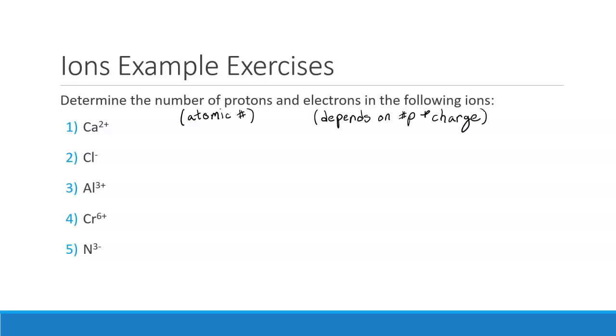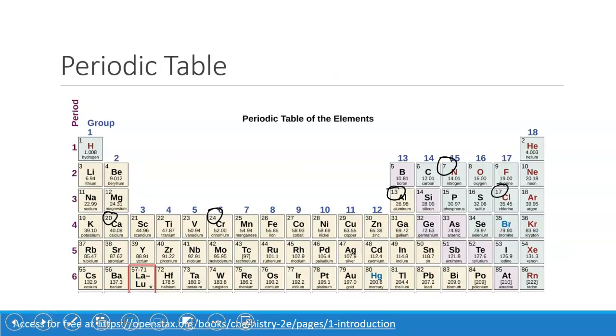Okay, so it'll be easier if we first determine the number of protons in each ion. So looking at the periodic table for calcium and chlorine, calcium here has an atomic number of 20, chlorine on the right-hand side an atomic number of 17. So that means calcium has 20 protons and chlorine has 17 protons.